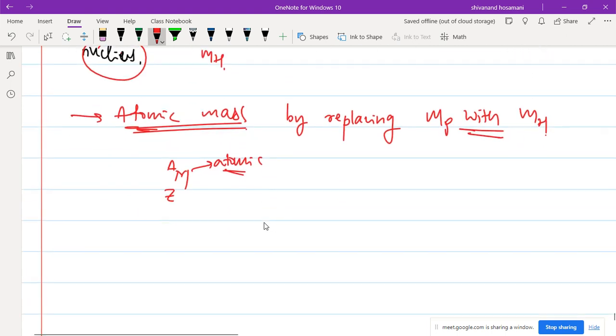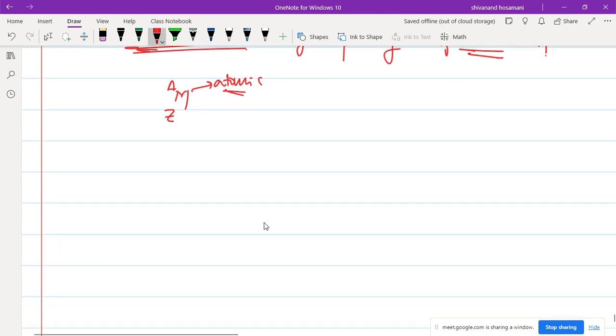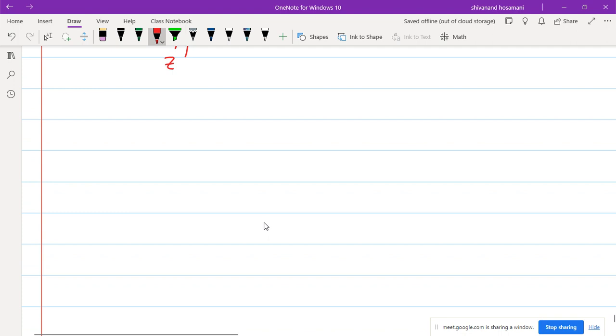Done with this? Sir, binding energy divided by c squared.